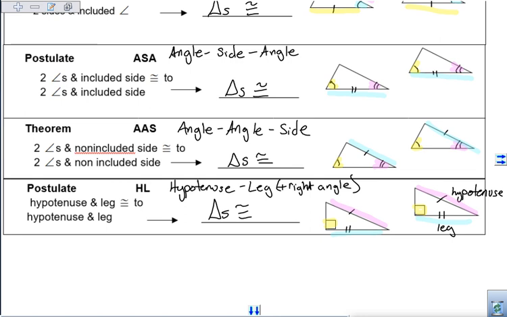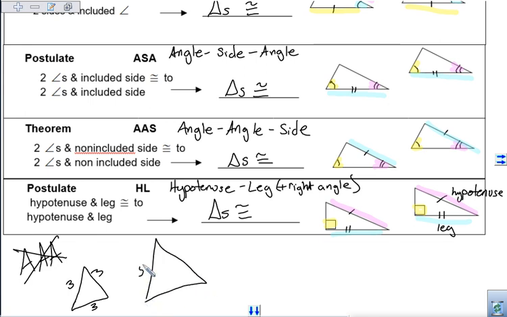Now there are a couple things that I don't want to see on your paper today. The first one is angle, angle, angle. This does not work. The reason it does not work is if you have two equilateral triangles with different size measures, they are still equilateral triangles, meaning that their angles are 60 degrees. But these two triangles are not congruent because their sides are different measures. So don't write down angle, angle, angle.